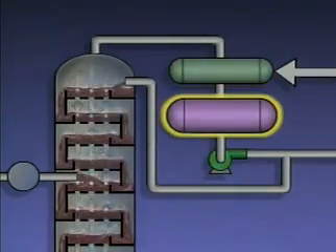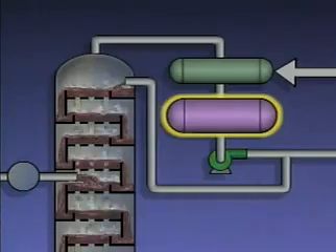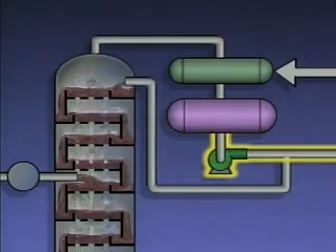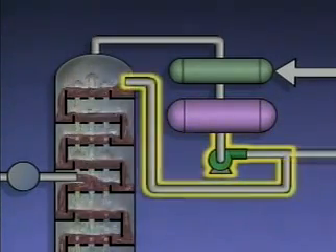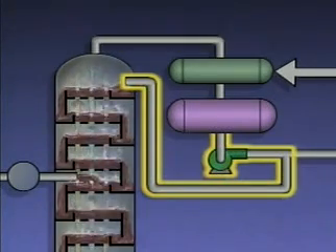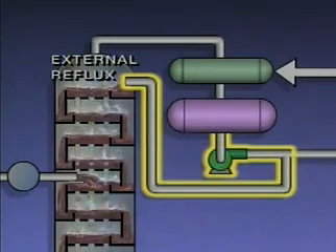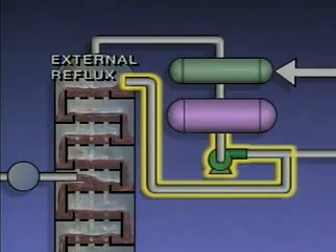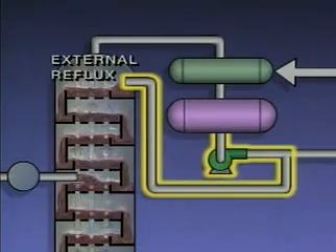Part of the liquid from the receiver is sent to storage or to other units in the plant as the tower's overhead product. The rest of the liquid is pumped back into the top of the tower. The liquid that's reintroduced into the tower is called external reflux. Because it consists of liquid that was cooled in the condenser, the external reflux is cooler than the liquid in the top of the tower.